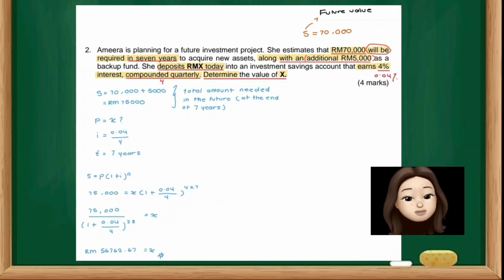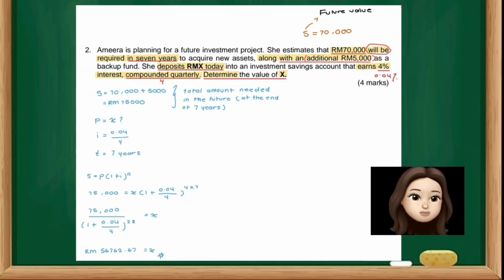Okay, we have I. The I is 0.04 over 4. The T is 7 years. So now we need to find X, which means we need to find P. Next, we apply the compound interest formula, which is S equals P times 1 plus I to the power of N. In this case, we already have our future value S, which is 75,000. We substitute P with X, which is the principal amount that we need to find. So the equation becomes 75,000 equals X times 1 plus 0.04 over 4 to the power of 4 times 7. To simplify the exponent, 4 times 7 equals 28.